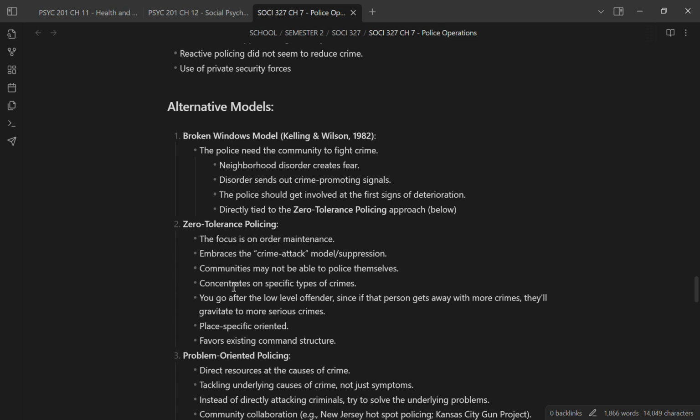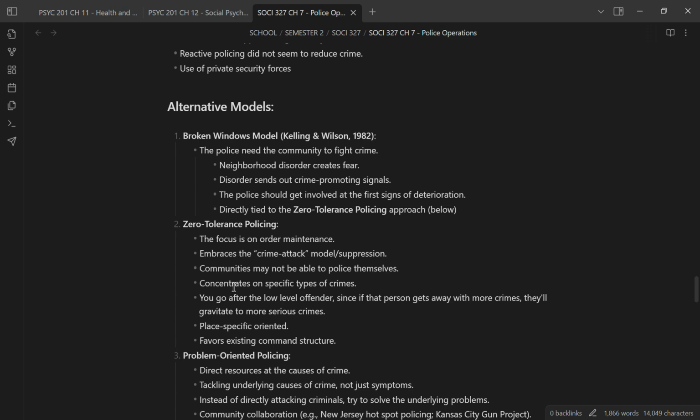The broken window model, made by Kelling and Wilson in 1982, we'll talk about Wilson in a different chapter on his study about race and their response to police. The idea in the broken window model is that the police need the community to fight crime. Neighborhood disorder creates fear, and disorder through fear sends out crime-promoting signals, so the police should get involved at the first signs of deterioration in order to kind of boost up the community. This is directly tied to, again, the zero-tolerance policing approach, which focuses on order maintenance and embraces the crime attack model / suppression, where you're more tough on crime.